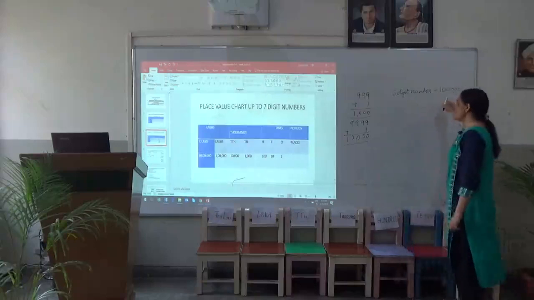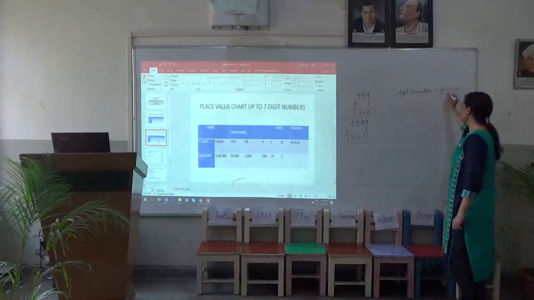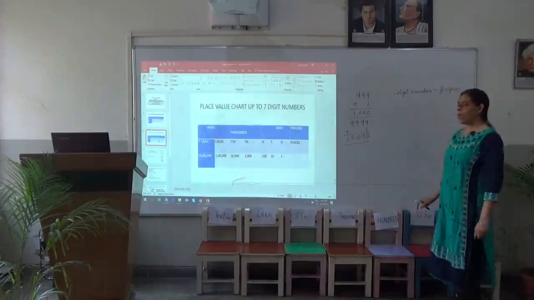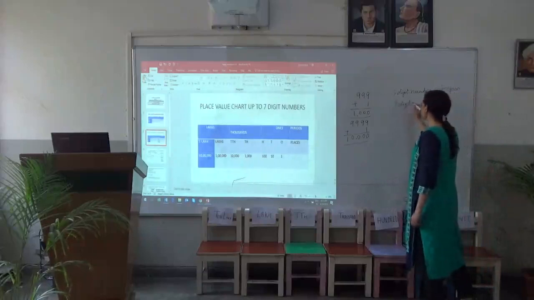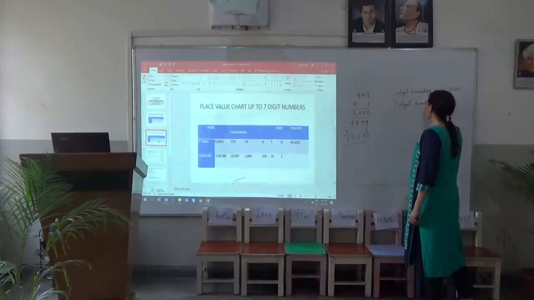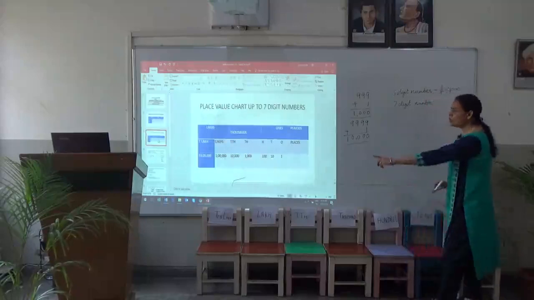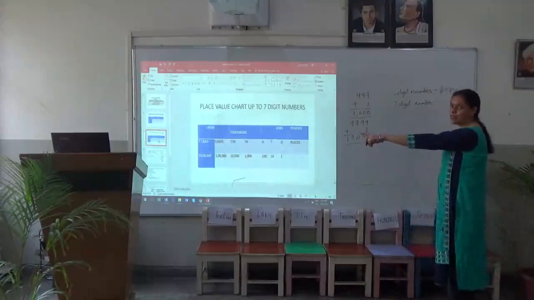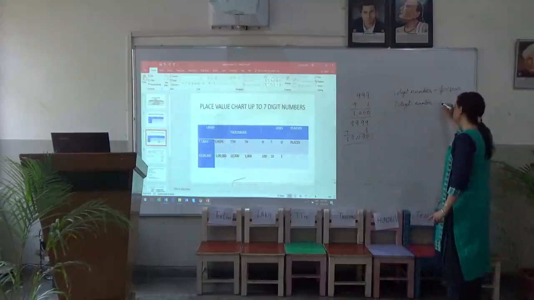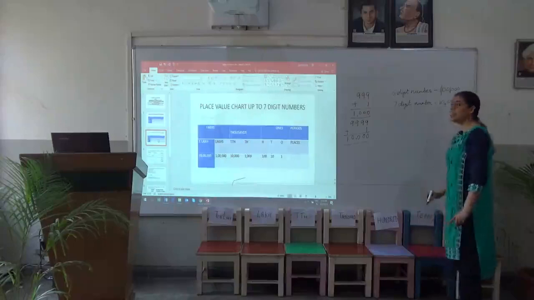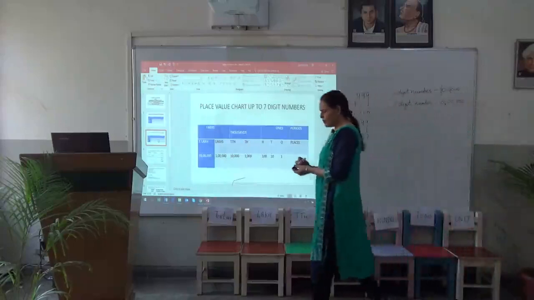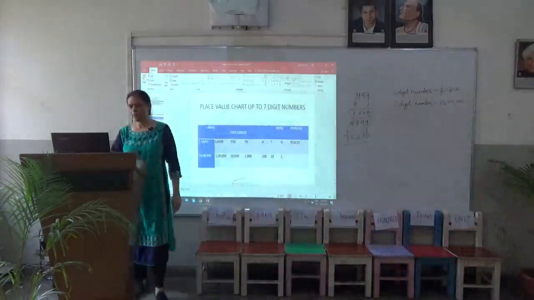So where would be the first period inserted here? Just after the hundreds family and this is your thousands family. So first period would be here, second period would be here. So you read it as 1 lakh. Similarly, 7 digit number. How many zeros can you see there along with 1? So read this number as 10 lakhs, which is a 7 digit number.